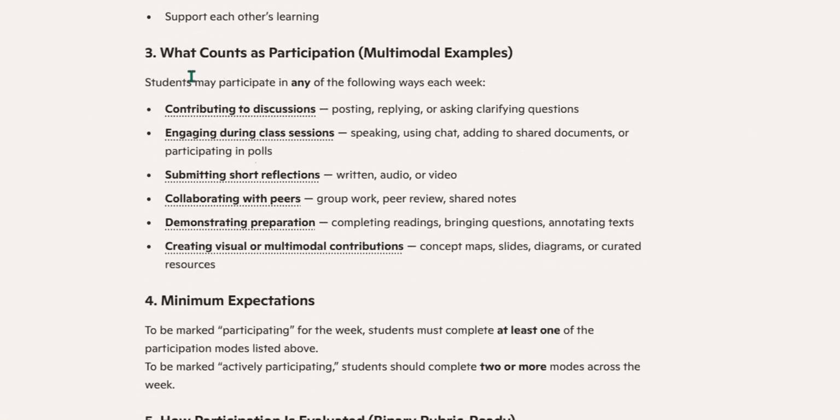So what they really want to know is what counts as participation. That's what we know students want in the syllabus, or at least we as instructors. So contributing to discussions by posting, replying, or asking questions, engaging during class sessions, speaking, using chat, adding to shared documents, or participating in polls, submitting short reflections, either written, audio, or video, collaborating with peers through group work, peer review, or shared notes, demonstrating preparation, which means completing the readings, bringing questions, and annotating texts, and of course, creating visual or multimodal contributions, so concept maps, slides, diagrams, or curated resources.